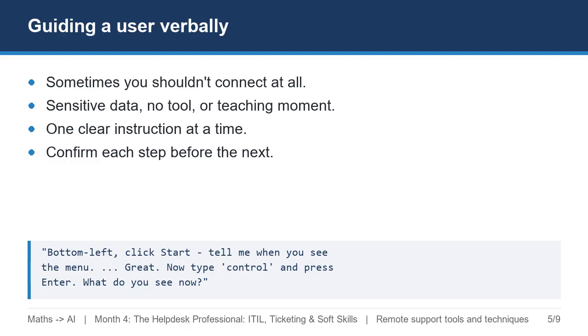Sometimes you shouldn't connect at all. Maybe the screen has sensitive data, maybe the tool isn't available, or maybe teaching the user pays off so they can do it themselves next time. In those cases, you guide them verbally. The real skill here is giving one clear instruction at a time, and confirming each step before moving on. Notice in the example how it waits for the user to confirm they see the menu before giving the next instruction. Slow, single steps stop the user racing ahead and getting lost.